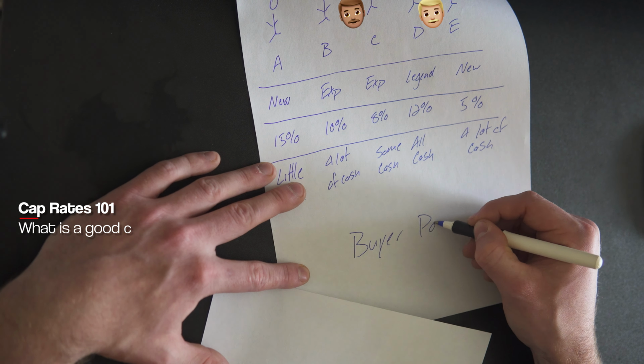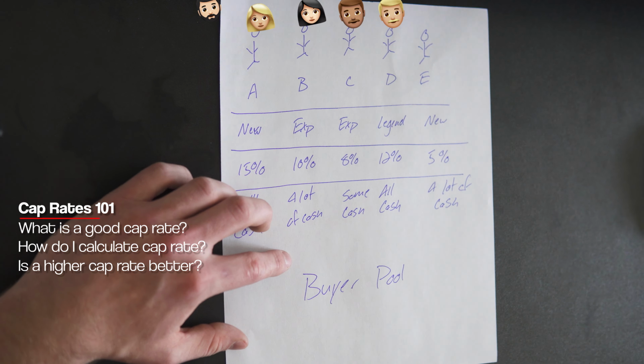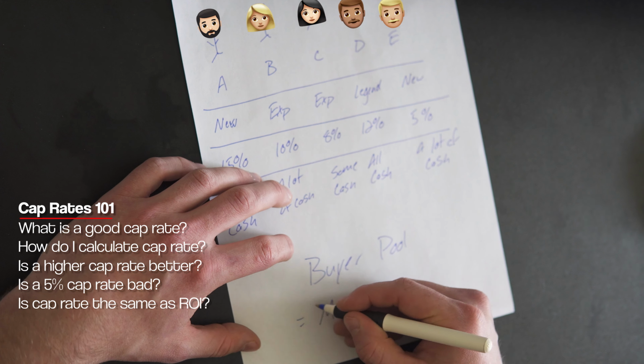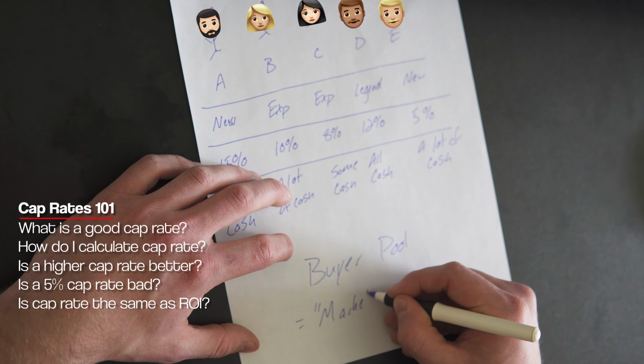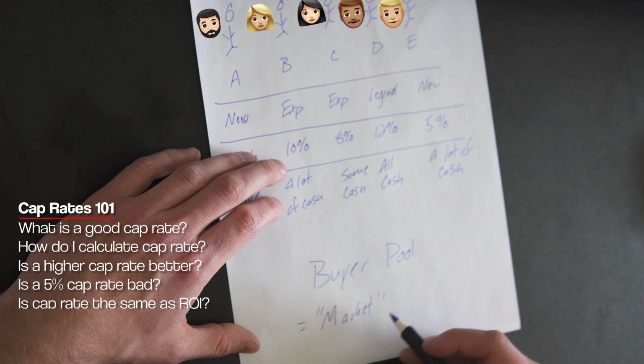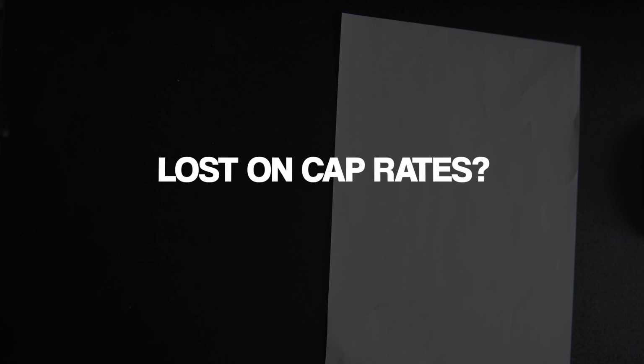This is the buyer pool, and the buyer pool makes up the market. All the different buyers in the buyer pool make up the market. So if we're talking about cap rates, let's try to get through as easy of an explanation as possible.